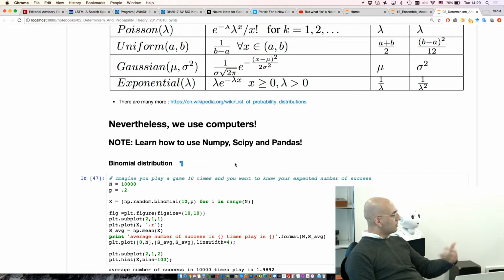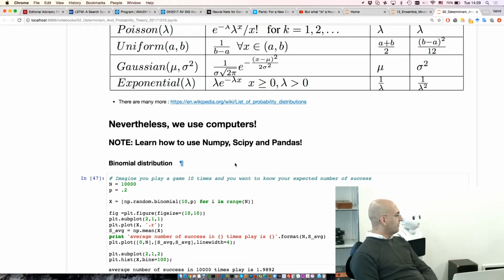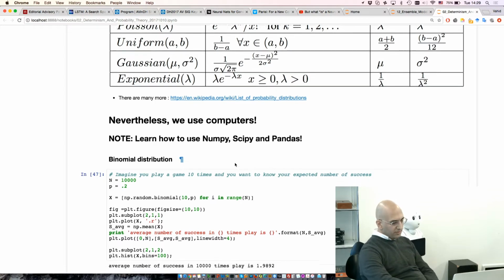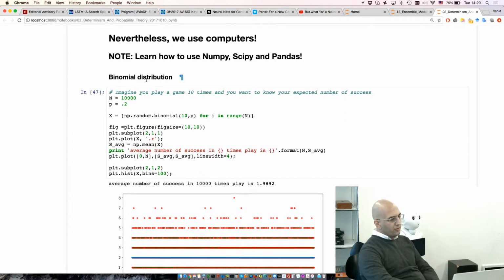I generate a lot of experiments, and I want to check if the average value, for example, is 50% or not. So here we start with the binomial distribution. The binomial distribution says, imagine you play a game 10 times, and you want to know your expected number of successes. For example, you flip a coin, and you know your chance every time, but you want to know, if you play 10 times, what is your chance?